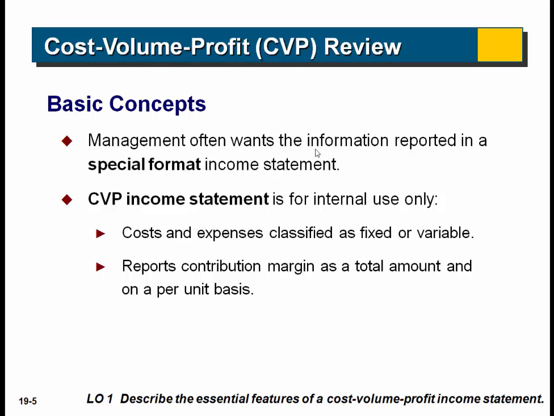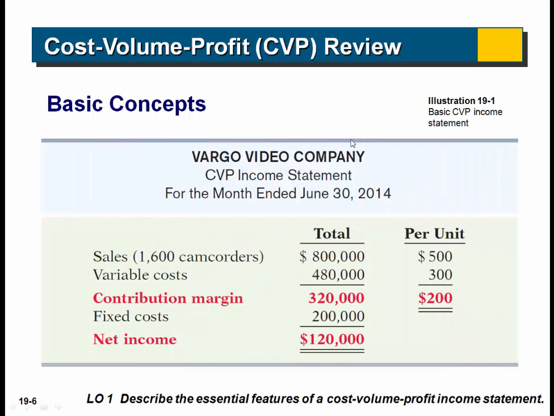More often than not, management will ask for a special format income statement which segregates out fixed and variable cost. And in that income statement you're going to look at something called contribution margin, which is selling price less variable cost. That contribution margin is going to be on a total and on a per unit basis. Those are the things you're going to need to be able to do some of these calculations for cost, volume, profit analysis. So here's a review from what we looked at in Chapter 18.